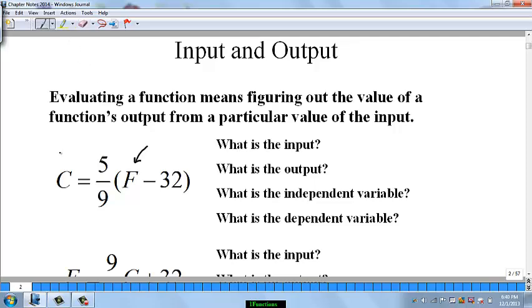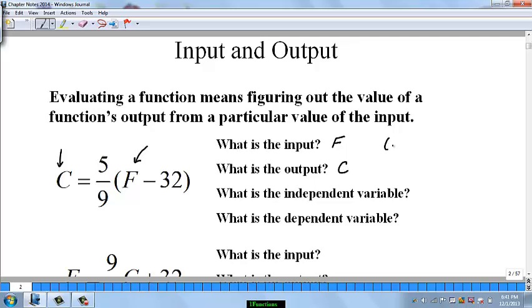And I use this a lot, especially if I'm listening on the radio and they tell you the Fahrenheit and you want to know what it is in Celsius for Canada, we'll say. This is a good way to do it. So the F, I can put any Fahrenheit I want in there, so that's my input, is the Fahrenheit. After I do all this work to it, out comes the output, or the Celsius.